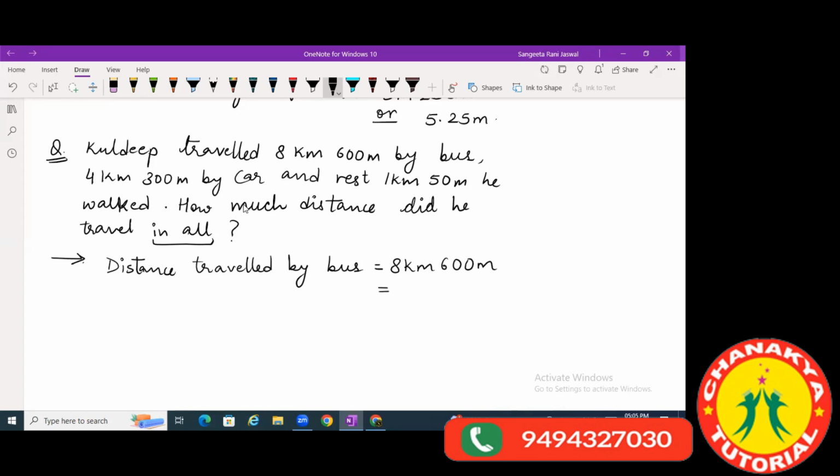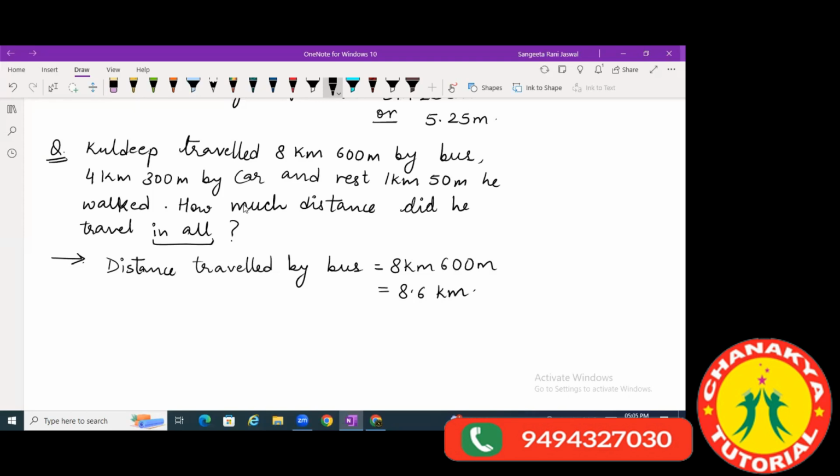Bhavesh, the answer will be 8,600 meters. This is 8 kilometers, 600 meters. If I have to convert the whole thing to kilometers, then what will I write here? This 8 is already in kilometers. Only this part is to be converted to kilometers now. 8.6 kilometers. Yes, 8.6 kilometers, right?